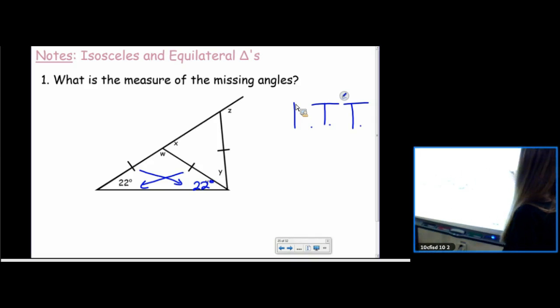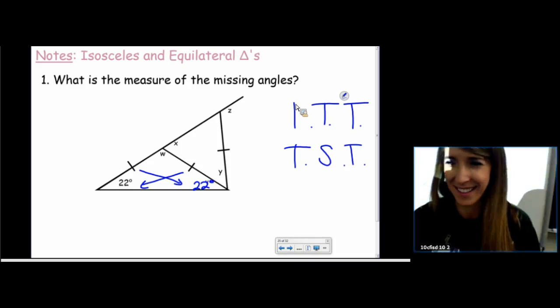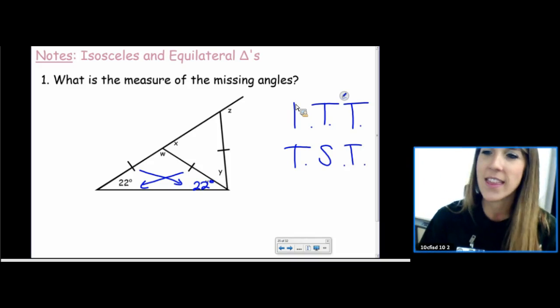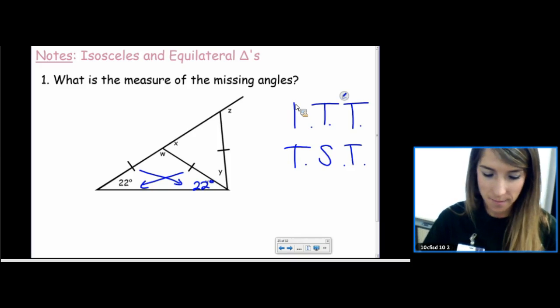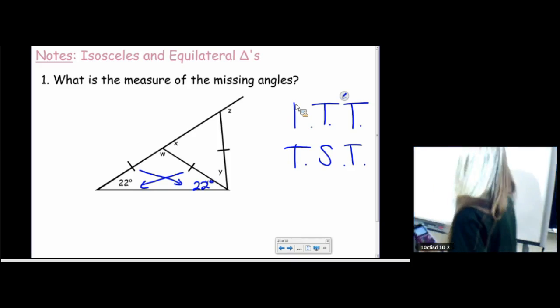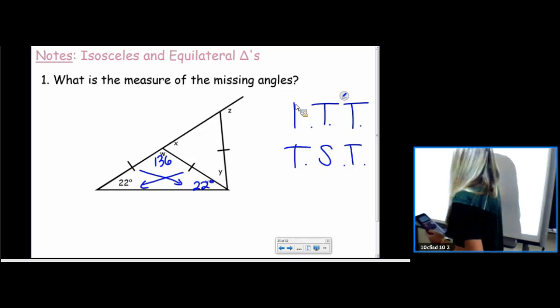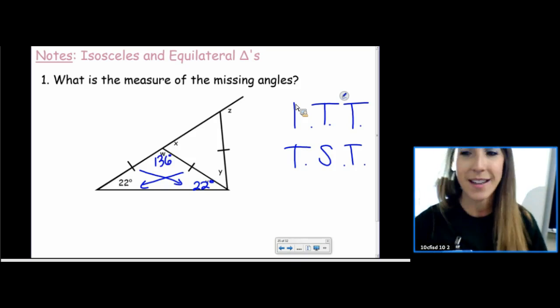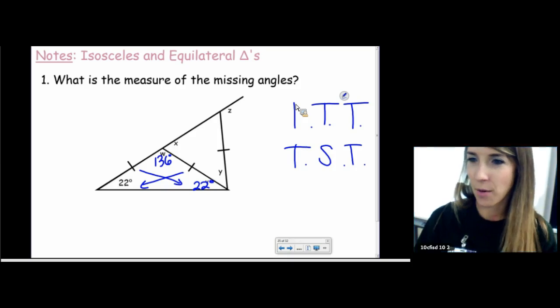Okay, now let's use the Triangle Sum Theorem, the TST. I'm just making this up. Don't really abbreviate those. If I add up my base angles, 22 plus 22, and subtract it from 180, I will know my vertex angle. Angle W is 136. That's the vertex angle. That's an obtuse triangle. Yay, vocab.